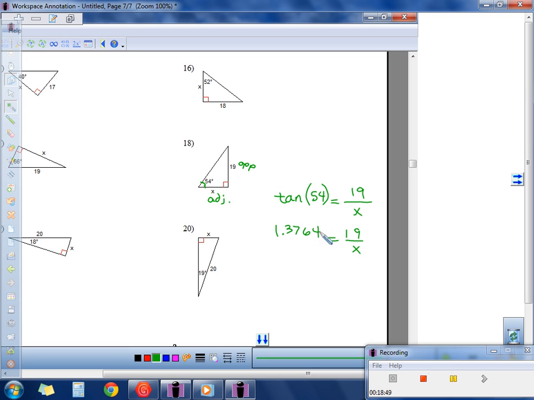And remember, this is kind of funny looking for some people, but if you put it over 1, it's really familiar. We have a proportion now. Now we can cross multiply. So on one cross we have 19. On the other cross we have 1.3764 times x. So to get x alone, we divide by that 1.3764, and we get x is approximately what? I heard 13.8. Do we all agree?